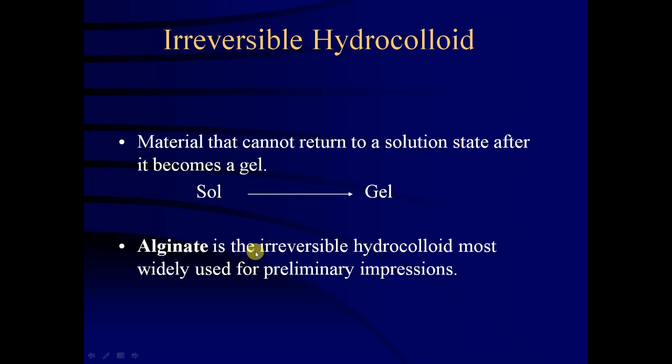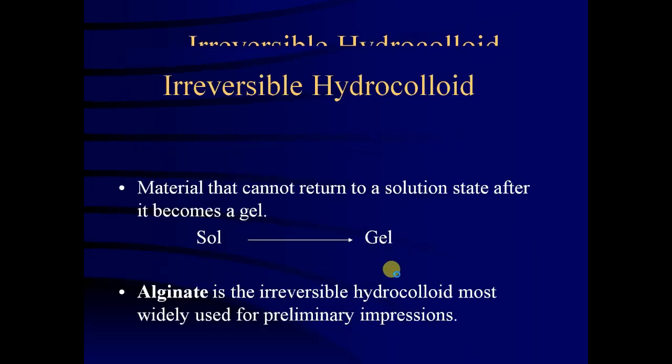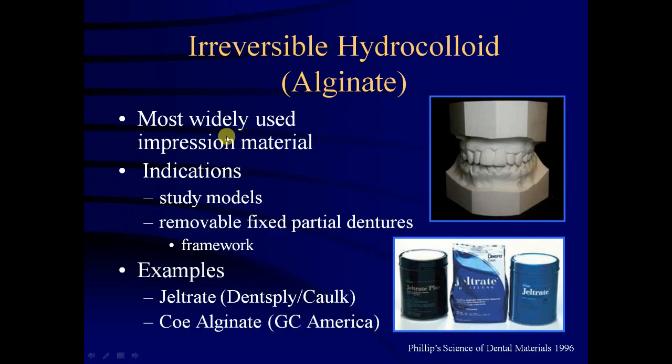So alginate is the irreversible hydrocolloid most widely used for preliminary impressions. It is the most widely used impression material. It is used for study models, and for removable or fixed partial dentures. Examples of alginate are Jeltrate Dentsply, Kromopan, and Coe Alginate, GC by GC America.